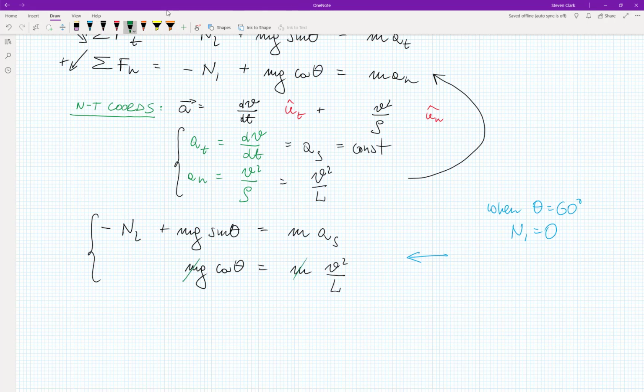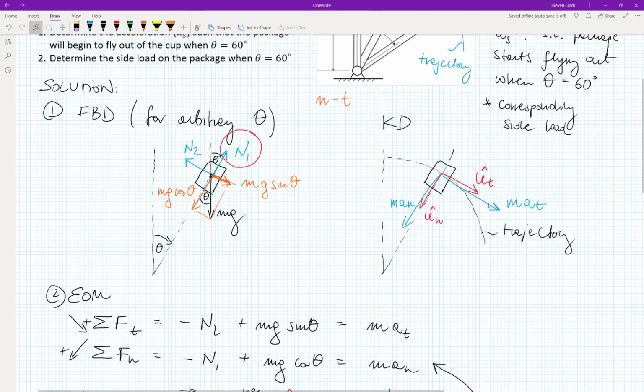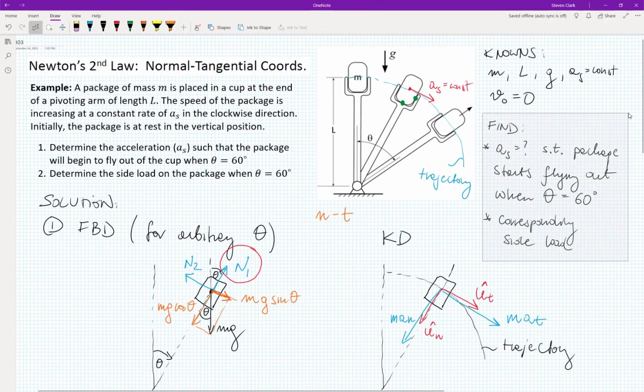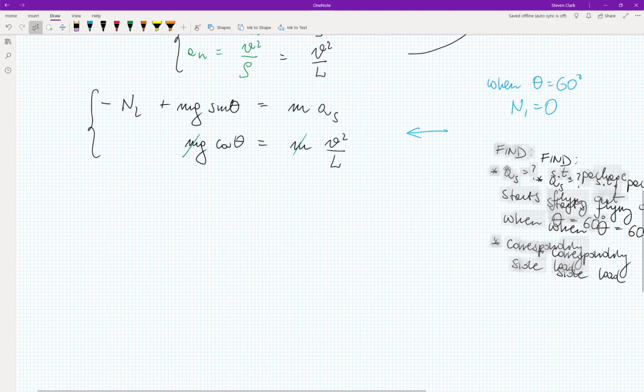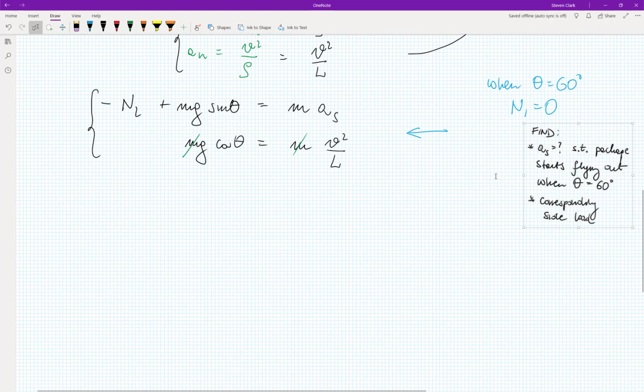Any questions? Do you know why I got rid of that N1? Okay, guys. I already forgot what they asked us for. So this is where we are in the solution. Let me scroll up the board and see what they are asking us for. This is the problem statement. Okay, so in part A, they ask us to find AS such that the package actually flies out when theta is 60.